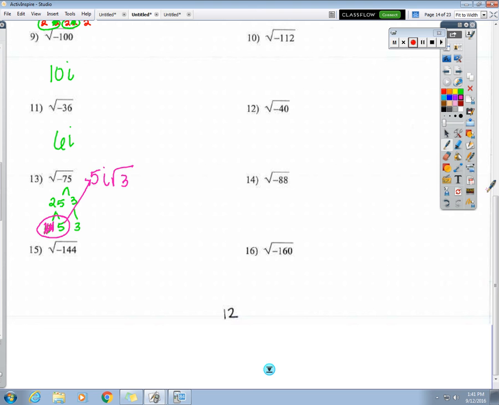Okay, and then number 15, what's the square root of negative 144? 12i. Okay, I want you to be working on the evens by yourself.